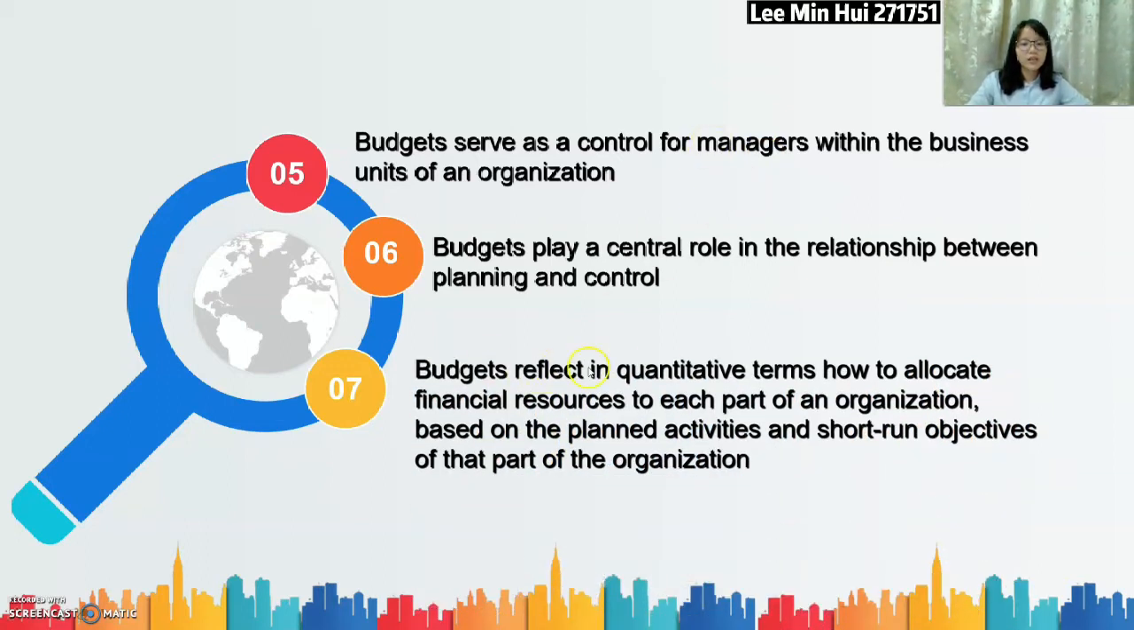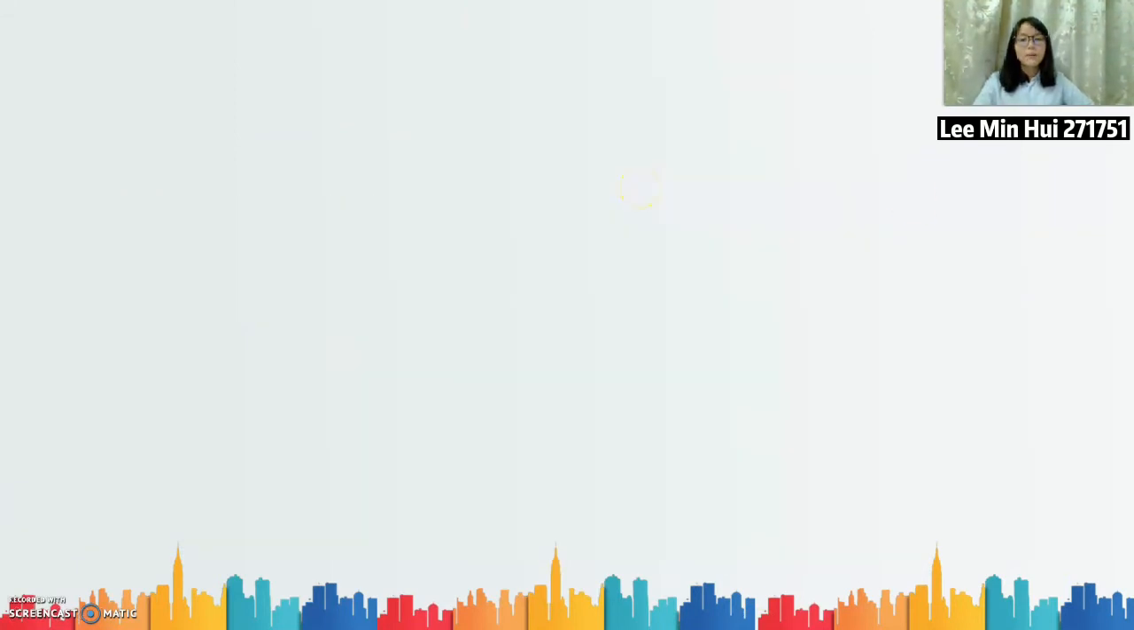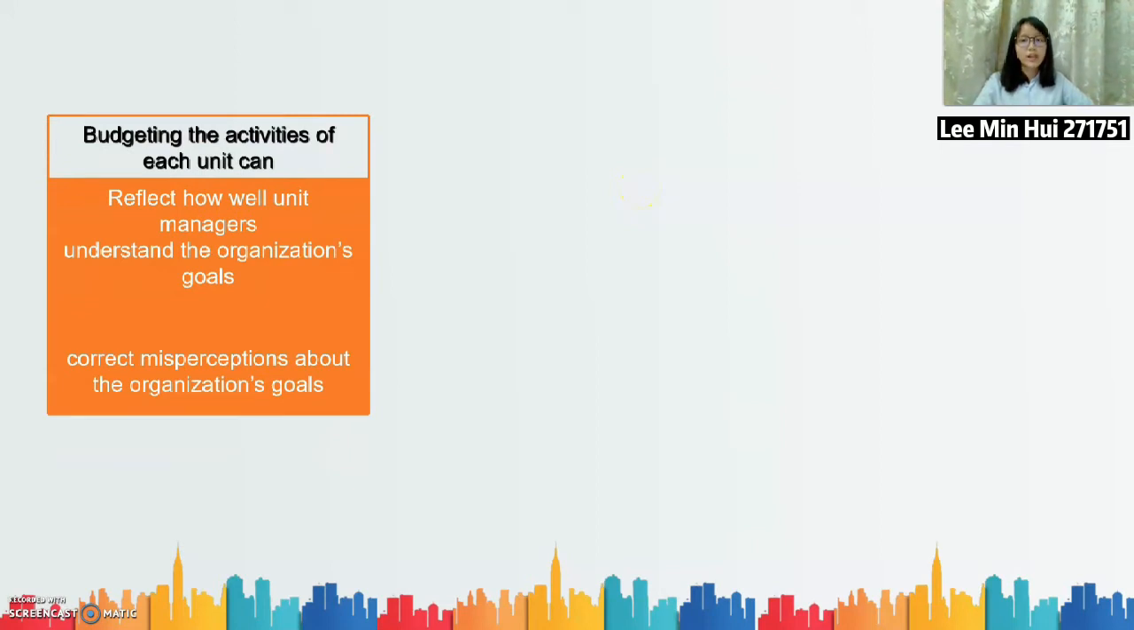Next, budget reflects in quantitative terms how to allocate financial resources to each part of an organization based on planned activity and short-run objectives of the part of the organization. These are the examples of a business budget. On the other hand, budgeting the activities of each unit can reflect how well a unit manager understands the organization's goals. It also provides an opportunity for the organization's senior planners to correct misperceptions about the organization's goals.